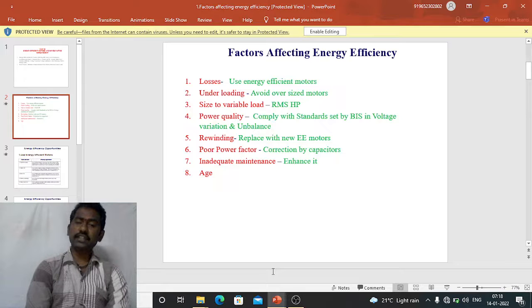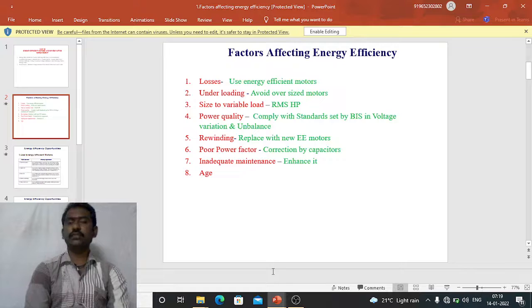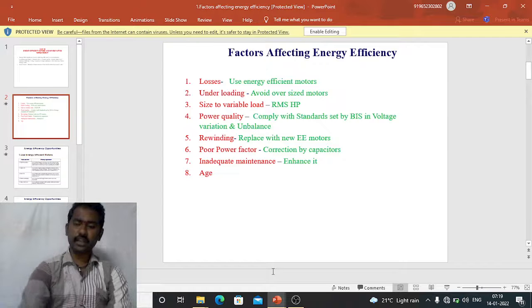And the third one is sizing to variable load, so prefer RMS HP motors. And power quality, the fourth one: comply with the standards set by the BIS for voltage variation and unbalance. And the fifth factor is rewinding, so replace with new energy efficient motors. That is a remedy for this problem. And poor power factor: use power factor correction by using capacitors. And inadequate maintenance: enhance it. And age effect. So these are the factors affecting the energy efficiency of motors.